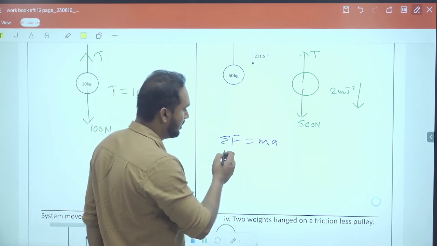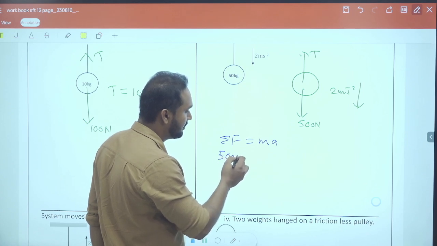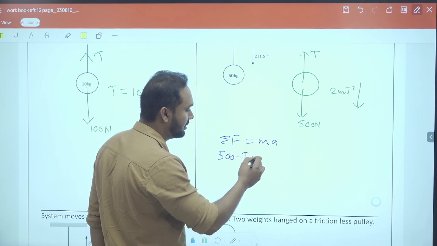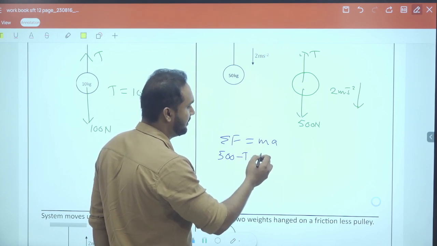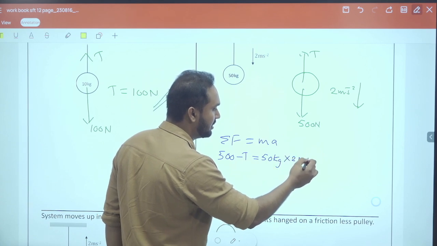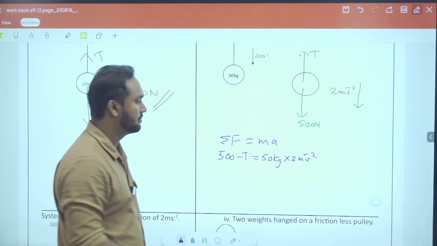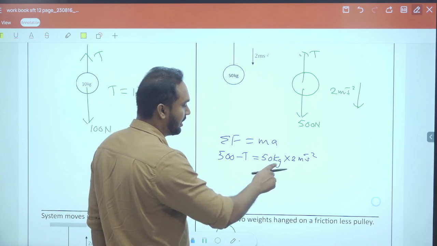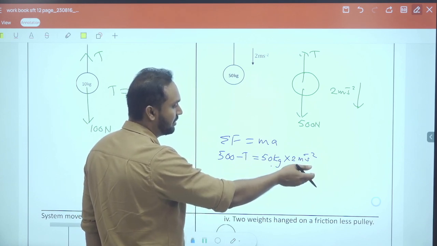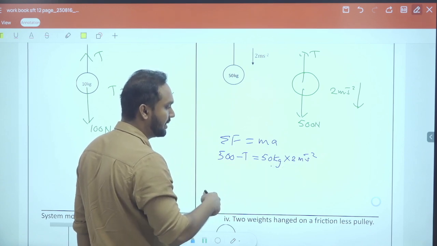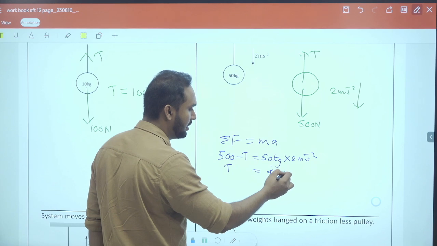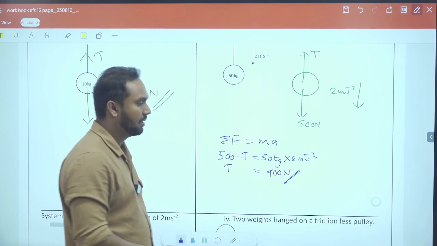So you have to deduct the lesser force from the greater force, right? You have to deduct T from 500 newtons, equals mass, which is 50 kilograms, times the acceleration, which is given as 2 ms^-2. Now simplify and find T. You get 100 here; minus T taken there becomes plus T, and 100 newtons coming this way becomes minus 100. T equals 400 newtons. What has happened?